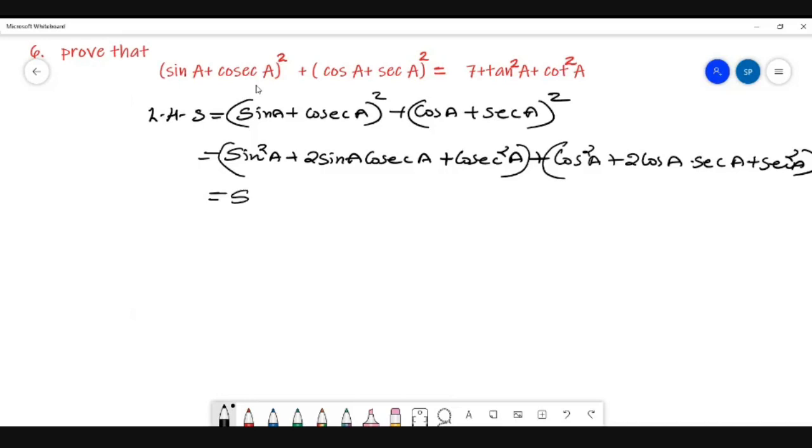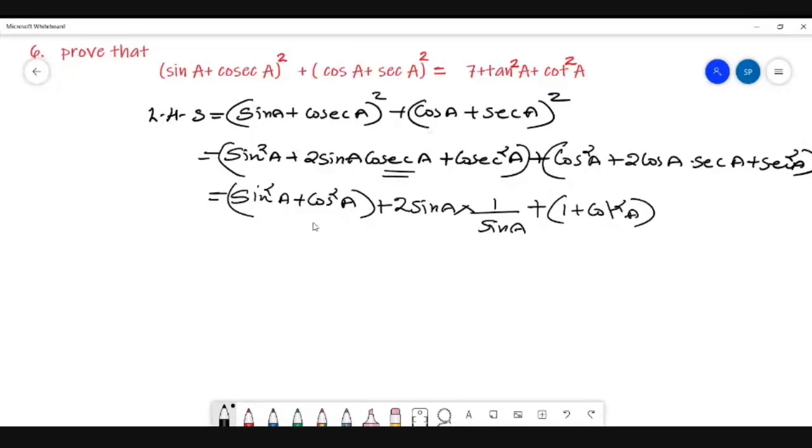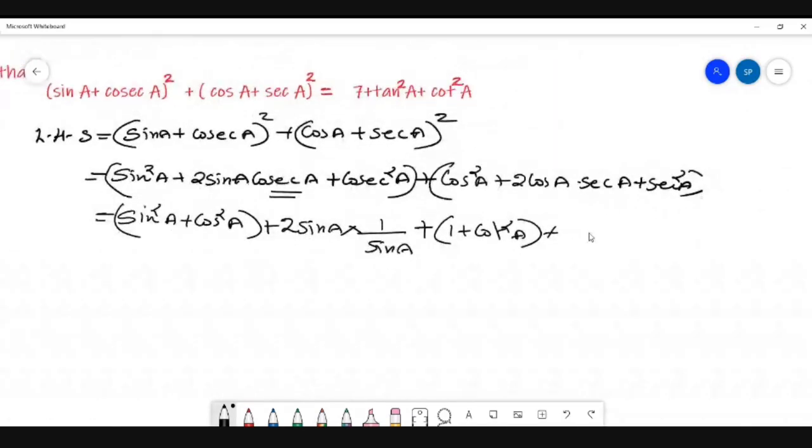Here we get sin square A plus cos square A, that is, combine sin square A and cos square A. We get sin square A plus cos square A, plus 2 sin A into, this cosec is converted in terms of 1 by sin A. Then cosec square is 1 plus cot square A, plus now it is 2 cos A into 1 by cos A, plus sec square A means it is 1 plus tan square A. Now sin square A plus cos square A, we know it is 1, plus sin A and sin A you can cancel and write 2.